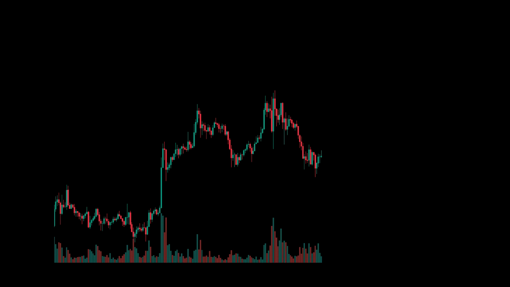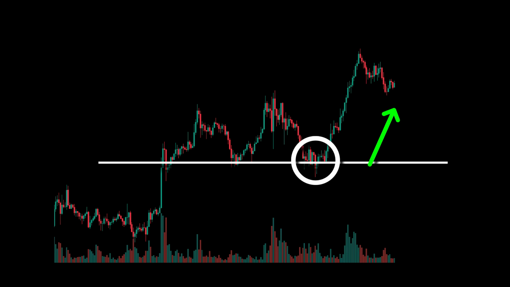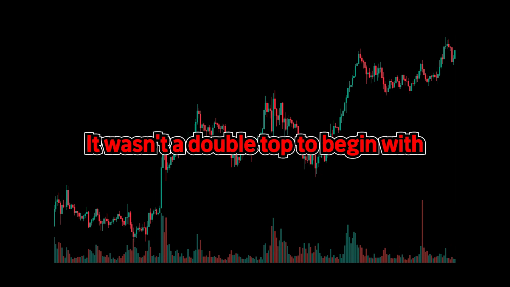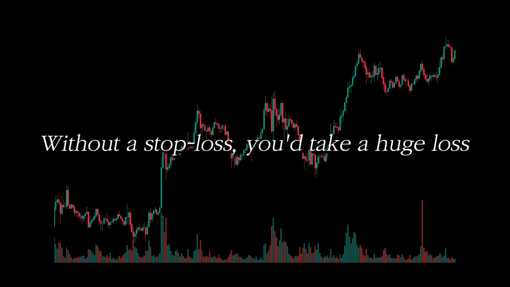The second failure is full pattern invalidation. The neckline breaks, you enter, then price comes roaring back and takes out the second peak entirely. That was never a double top to begin with. This is why the stop-loss rules from all three strategies are non-negotiable. If you don't have a stop defined before you enter, a failed pattern can turn into a serious loss.